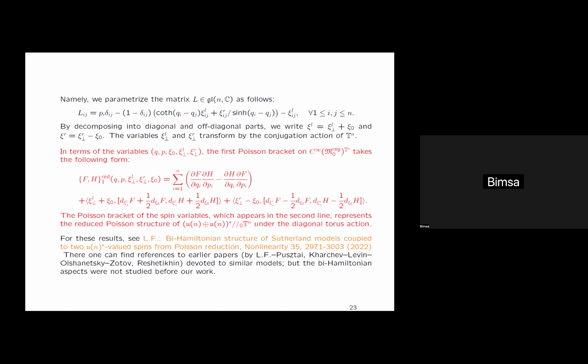There's a complicated formula which is computed, and then you take the first Poisson matrix. You can parameterize.